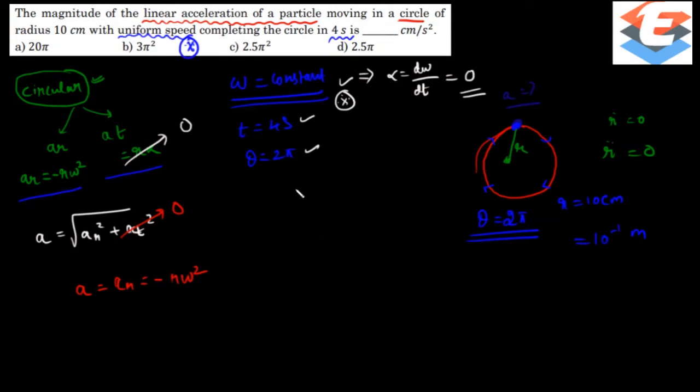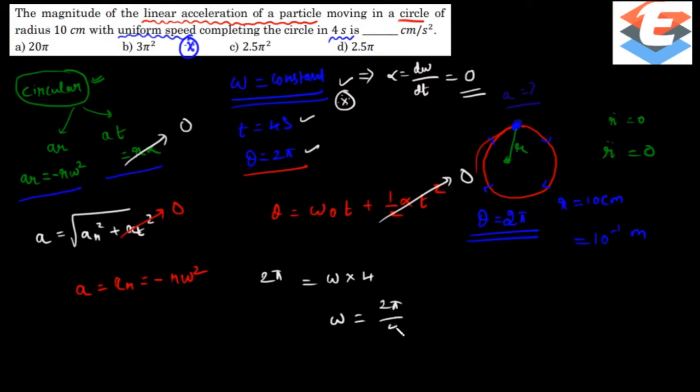So how can I find omega? I know theta, I know t. I can use the formula theta is equal to omega naught t plus 1 by 2 alpha t square. Already we know alpha has become 0 because it is moving with uniform speed, which means omega is constant. So omega naught and omega are both the same. Theta equals omega into time taken, which is 4 seconds for completing a rotation of 2 pi. So omega will be equal to 2 pi by 4, which is pi by 2 radian per second.